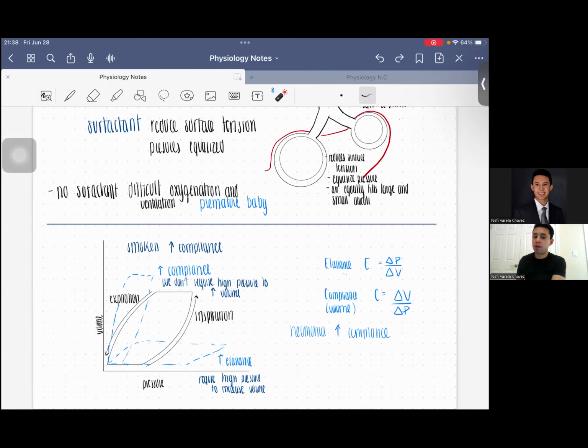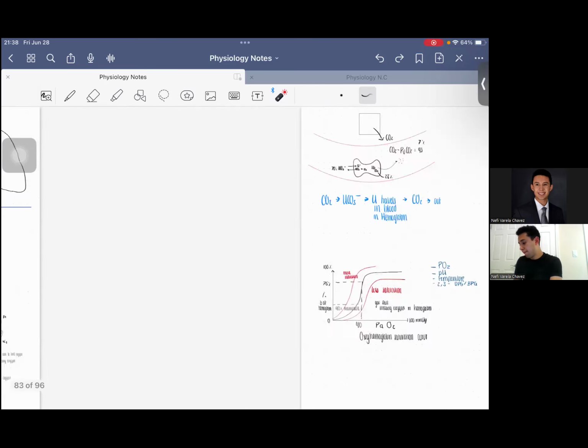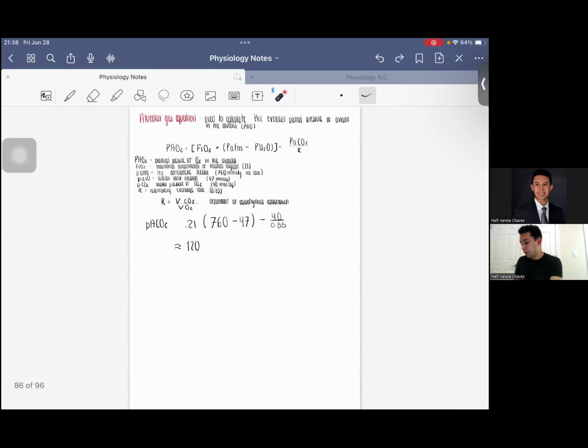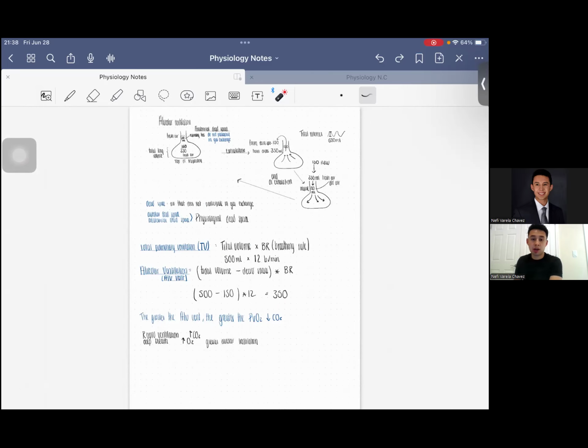And in the other one, even when it's not the same as increasing elastance, we are increasing stiffness in our bronchi. Again, we need more pressure to fill our alveoli with oxygen. So we have heavy breathing, and it's easier to have exhalation. So that's pretty much it.